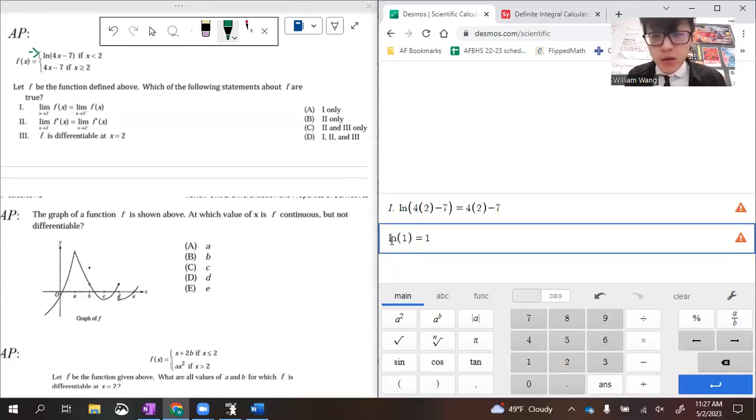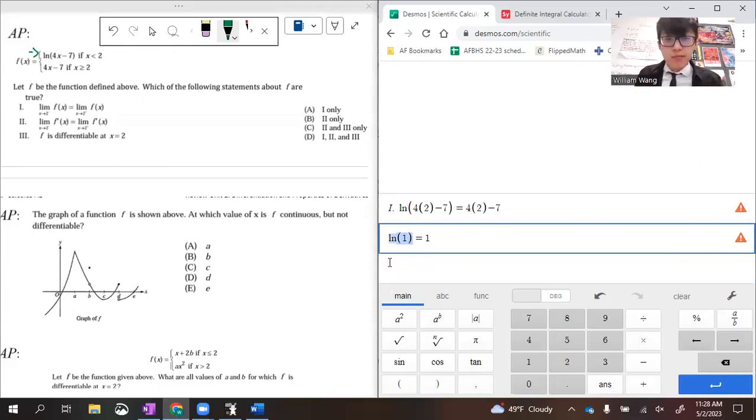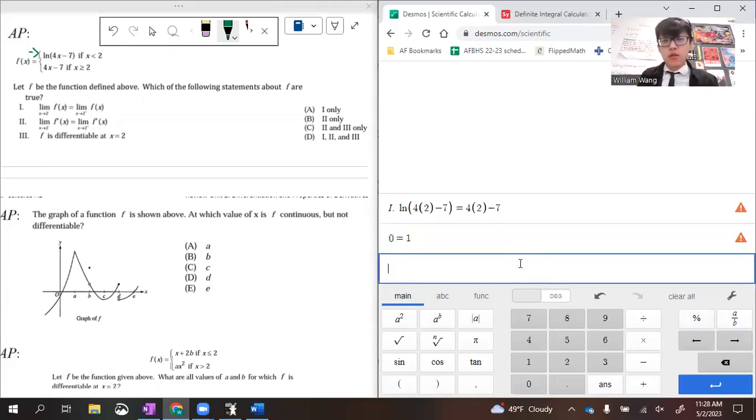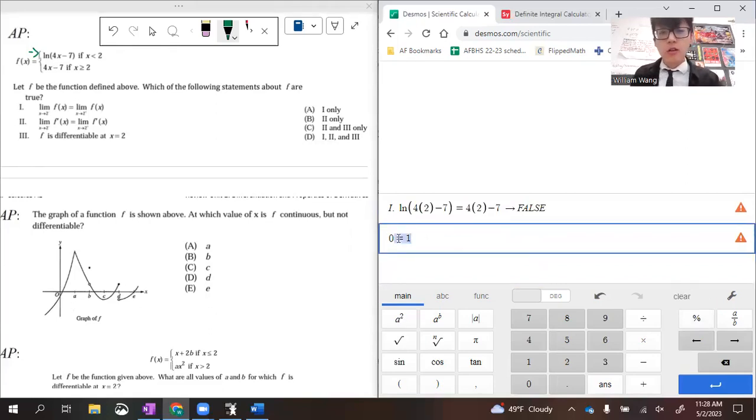And what is natural log of 1? Well, natural log is base e, right? So this is really saying e to my answer is equal to 1. And e to the what is equal to 1? Well, it would be e to the 0. So ln of 1 is actually going to be 0. This is 0 is equal to 1. So number 1 is false. It is not true because 0 does not equal 1.